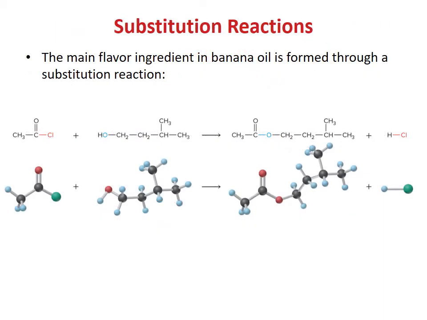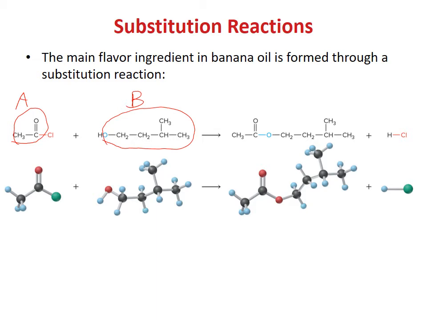Here is an example of substitution reaction. One of the reactants is called acid chloride. This is a C=O double bond with a chlorine, and this is an alcohol with a hydroxy group. Now let's compare the reactants and the product. Let's label this group as A. So the first reactant is group A with chlorine. And the second reactant is an alcohol. Let's label this group as B with hydrogen. So the alcohol is hydrogen attached to group B.